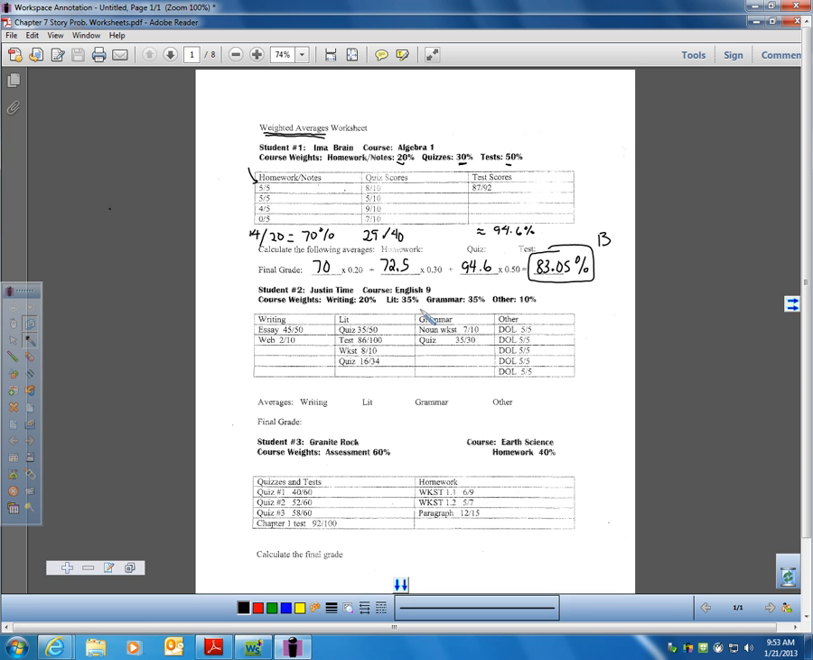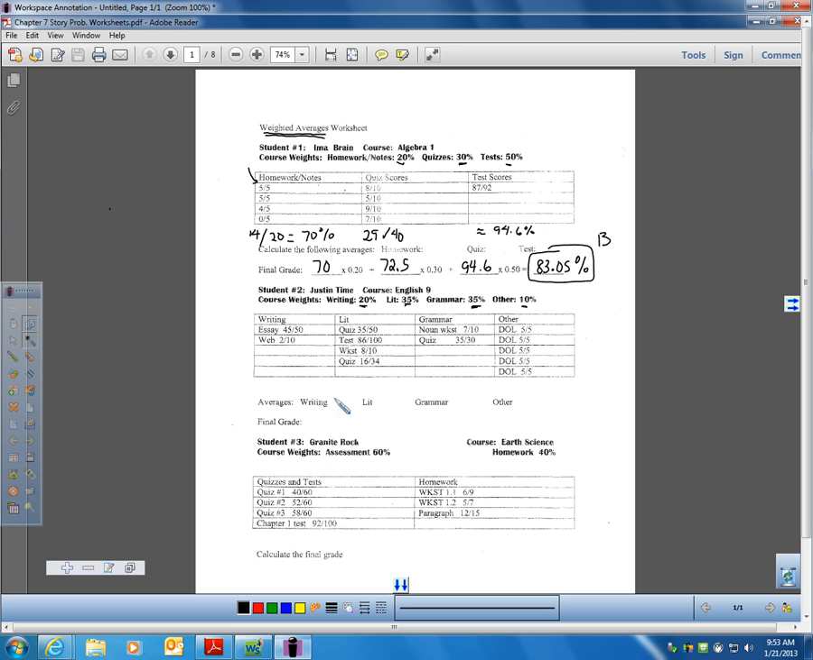Okay, so we'll do one more real quick. Here's a second student, in English 9. Here are the course weights. 20% of the grade was writing, 35% was lit, 35% was grammar, 10% was other. So let's get the averages.